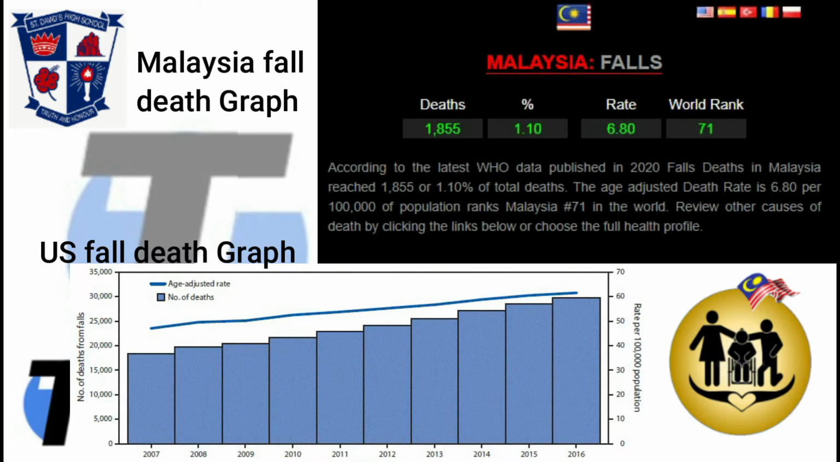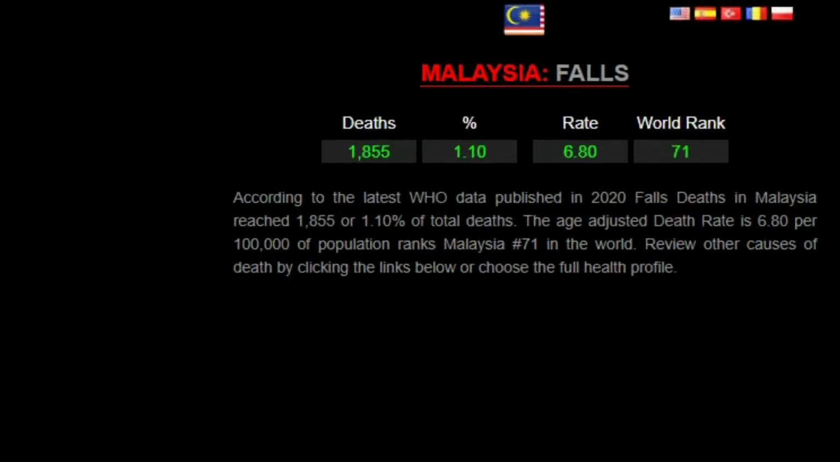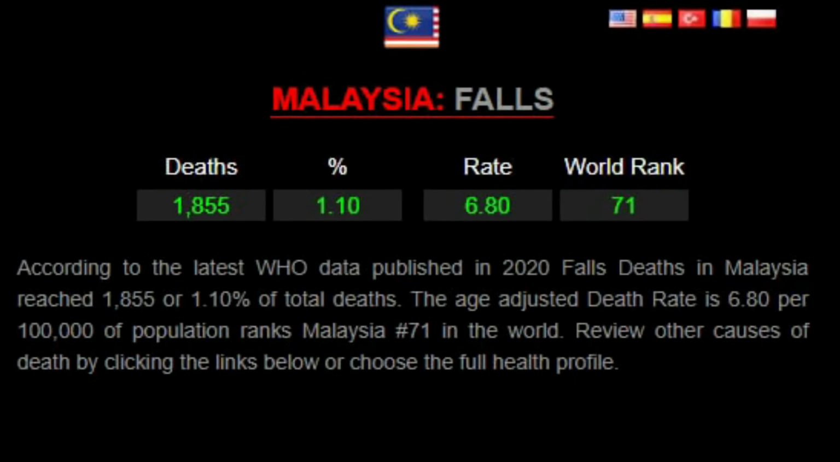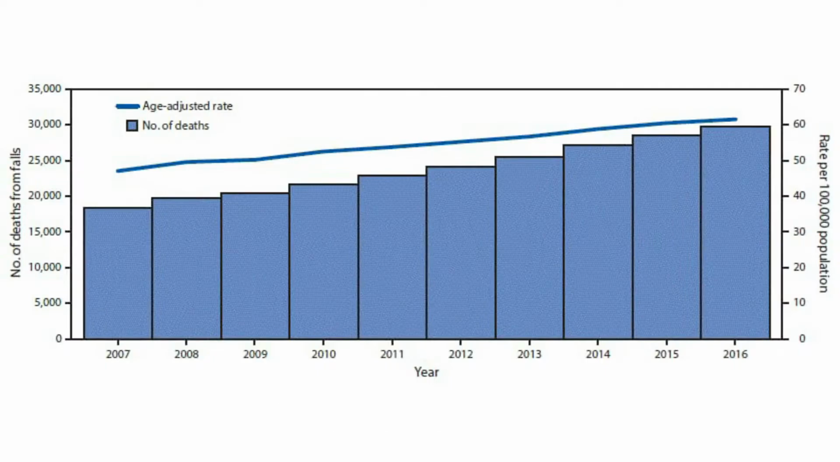The two graphs above show the fall deaths of the two countries, Malaysia and the US. For Malaysia, you can see there are 1,855 fall deaths each year, while in the US, the rate of fall deaths is increasing with each year.